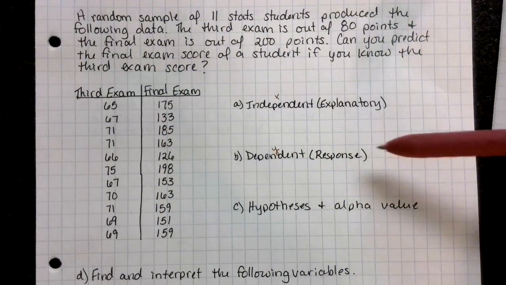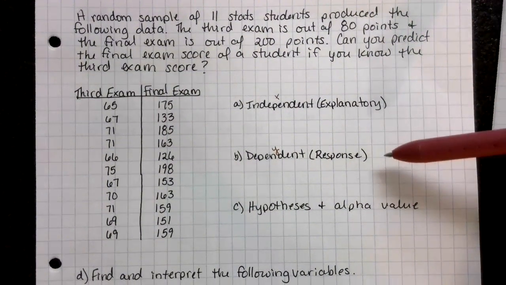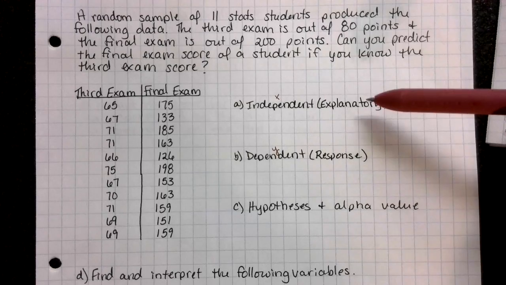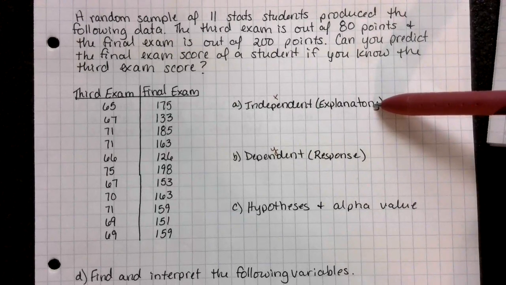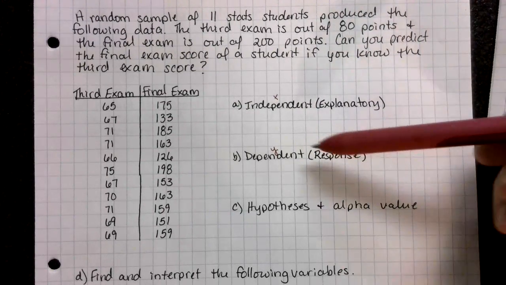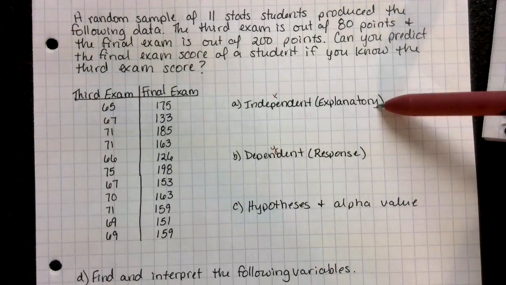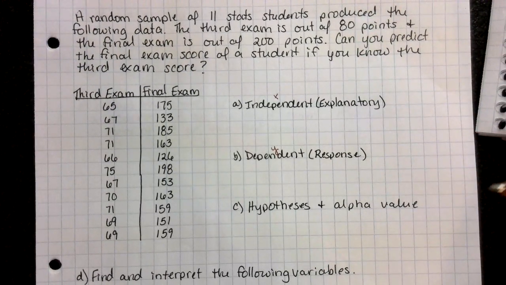Some textbooks may also call them the explanatory and the response variables, because the independent one can be anything. It explains the response that we see, kind of like the dependent one depends upon this one. This one explains the response that we see.